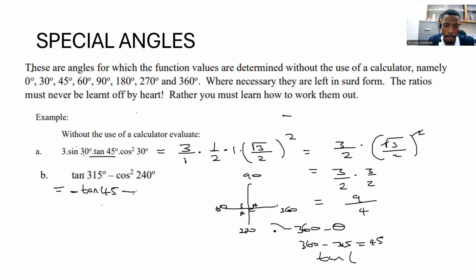And then you say minus, and then let's see, cos 240 is here, and only tan is positive in the third quadrant, which means cosine is negative here. But 240 here, what do we have?